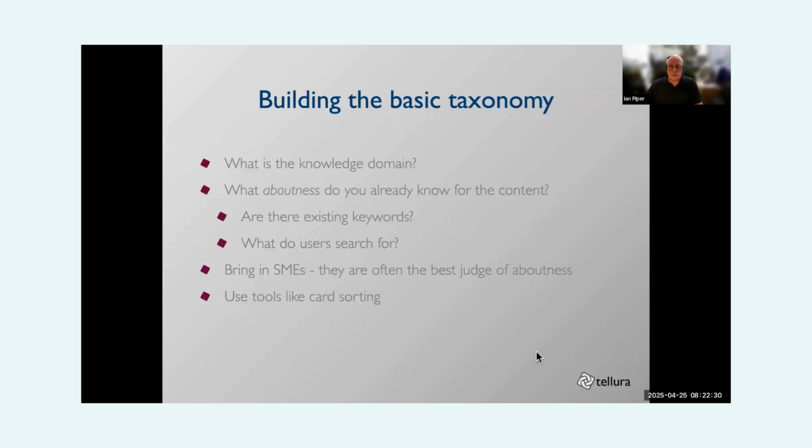So, building a basic taxonomy. The starting point is to look at the knowledge domain of the content that you want to deal with. If you're building a general purpose taxonomy out in the wide world, of course, you want it to be general purpose. But within an organization, you have the luxury of being able to put corners around your content and say, I want my taxonomy to service this content.